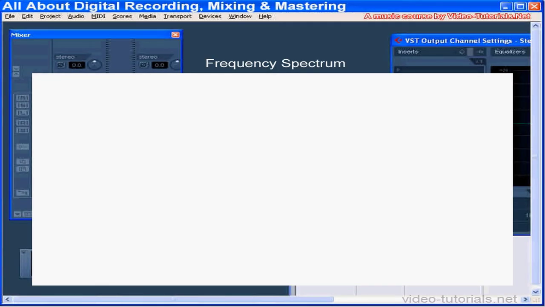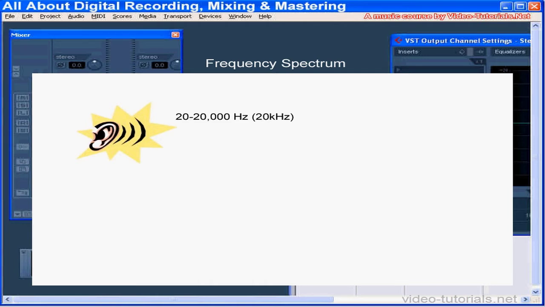Welcome to our tutorial about the frequency spectrum. We're going to learn how music fits into the frequency spectrum so you can best prepare to record and mix it. A fully functional human ear can hear frequencies between 20 Hz and 20,000 Hz.